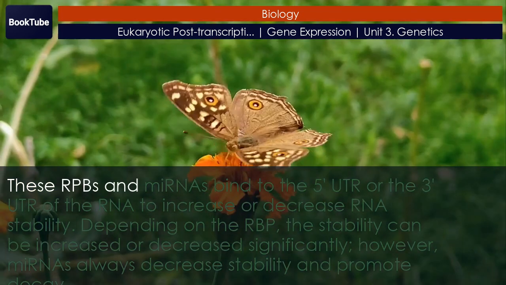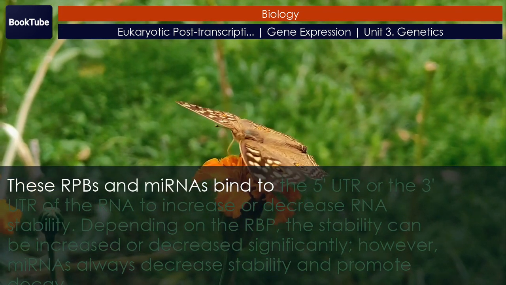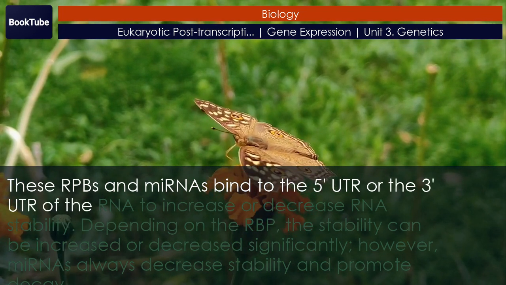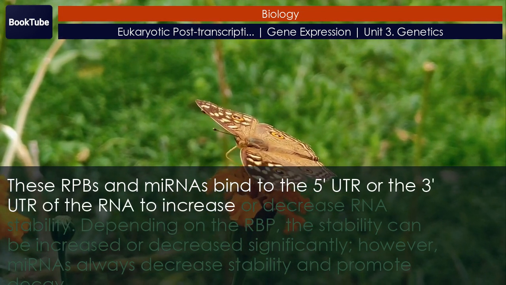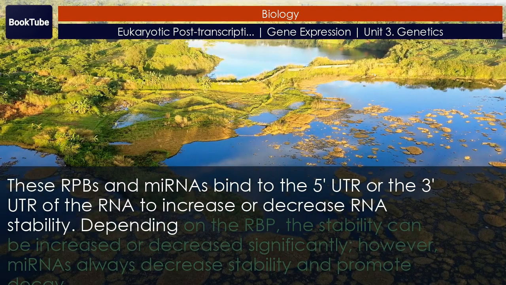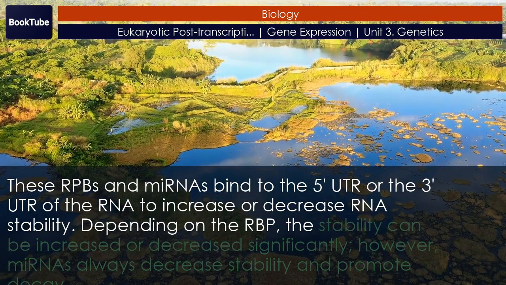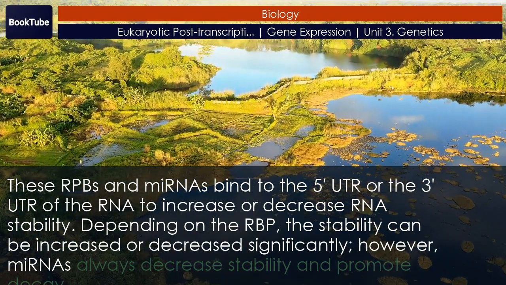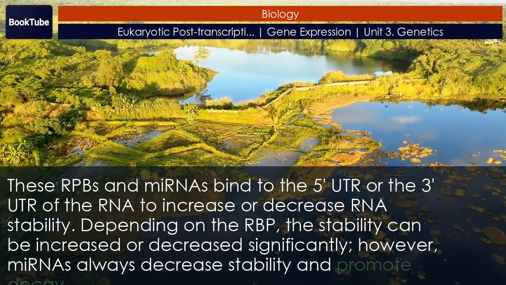These RBPs and miRNAs bind to the 5' UTR or the 3' UTR of the RNA to increase or decrease RNA stability. Depending on the RBP, the stability can be increased or decreased significantly. However, miRNAs always decrease stability and promote decay.